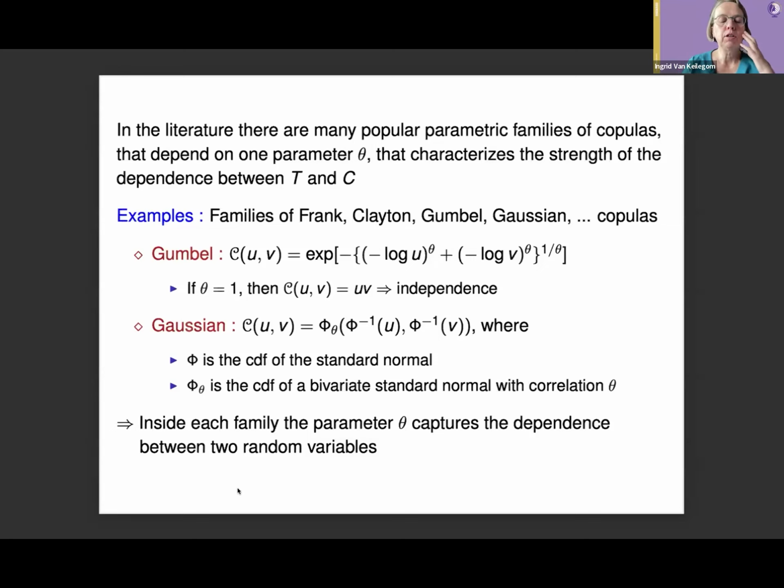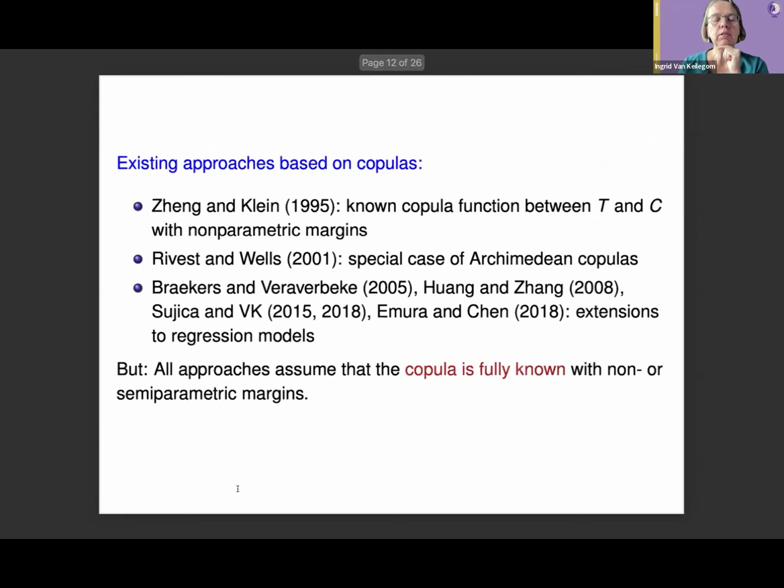So this looks very appropriate in our context, because if we model this relation between the survival and the censoring time with a copula, then we might be able to capture not only independent censoring, but also dependent censoring. And so indeed, this idea of using copulas to model dependent censoring has been used already for quite some years. It started in '95 with a paper by Zheng and Klein. And then later, their proposal has been worked out or extended in other contexts.